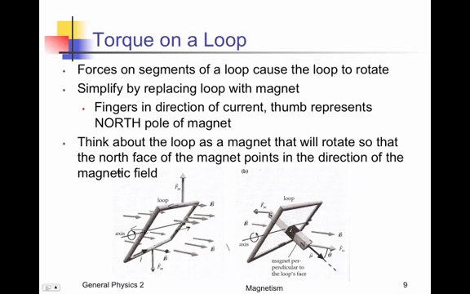So that's a model that we can use that makes it easy to figure out how this loop is going to rotate. Instead of going through all of the segments of this loop, I can just imagine it as a magnet and then say, well, my magnet wants to orient to the B field, so I know that this magnet is going to rotate up so that its north face is pointing in the direction of the B field. So again, I know that this is going to rotate counterclockwise.